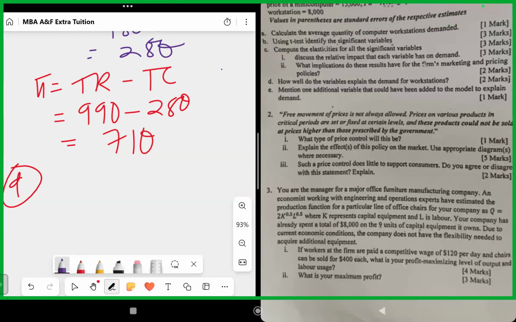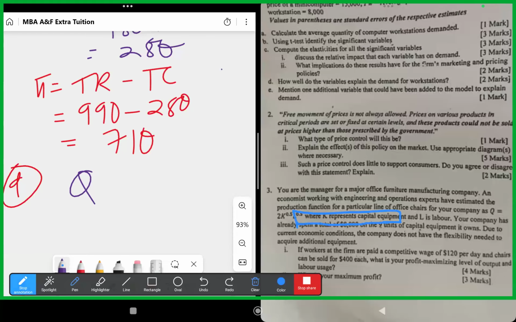So it's just the same approach. You first write the function. Now, this equation is called Leontief. No, this is called Cobb-Douglas. It's kind of called the Cobb-Douglas equation, like Cobb and Douglas.